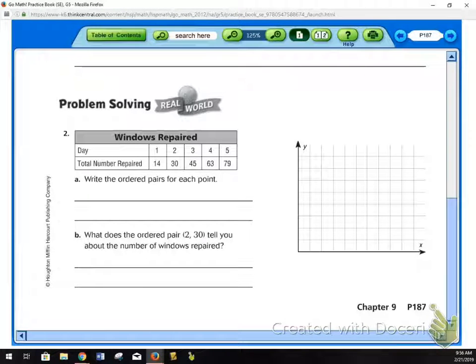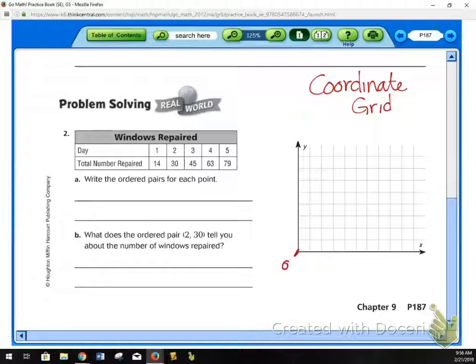Okay, this is number 2 from 9.3 homework that will go over some of the information that we're doing in Chapter 9. Now, part of Chapter 9 is learning about a coordinate grid. This is called a coordinate grid. Okay, a few terms you need to know.